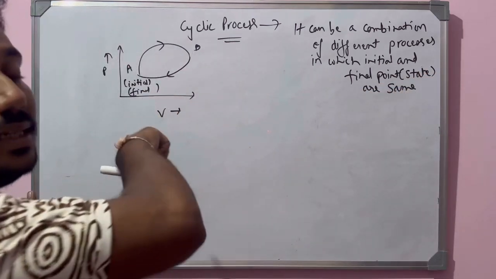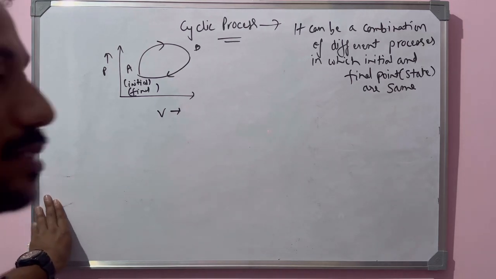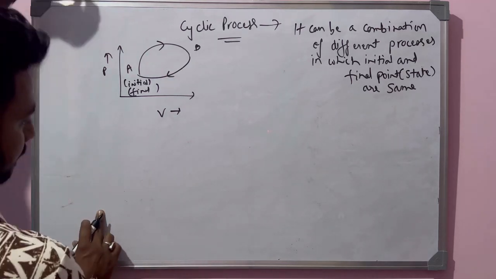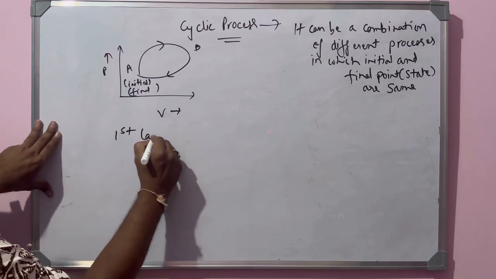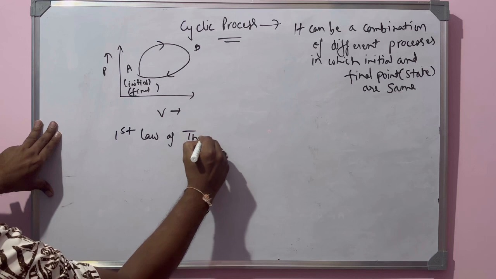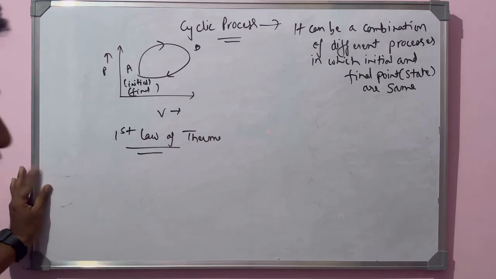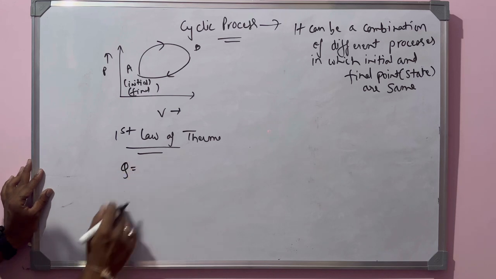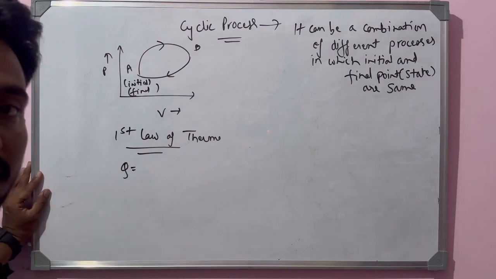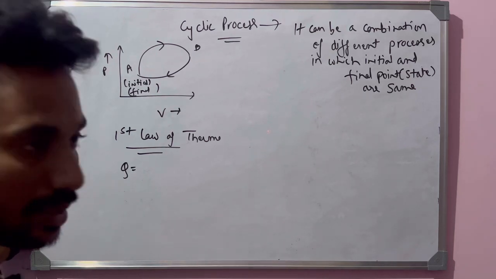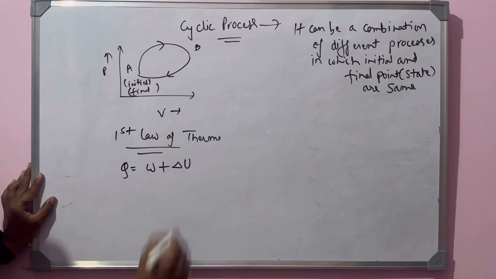If the initial and final points are the same, then you can say it is a cyclic process. Simple as it is. Now if I apply the first law of thermodynamics, what does it say? The first law of thermodynamics says that heat given to a system will be utilized in doing some work and changing the internal energy. So it will do some work and there will be a change in internal energy.